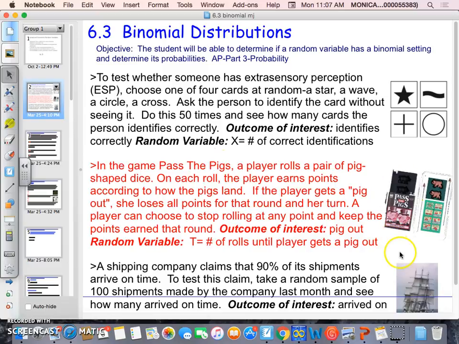All right, another game is Pass the Pigs. It's a game where you actually roll dice that are pig-shaped, and you earn points according to how the pigs land. So your outcome of interest would be pig out, which means you lose points for that round. So your T, or your random variable, is the number of rolls until the player gets a pig out.